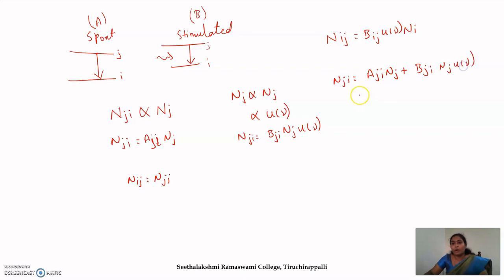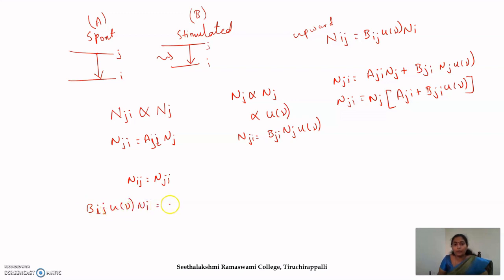Nj U nu, or we can write Nj (Aji plus Bji U nu). So this is the probability of transition for the downward, and this is the probability for our upward transition. So at thermal equilibrium, both are the same, so we are just going to equate them. Bij U nu Ni equal to Nj (Aji plus Bji U nu).